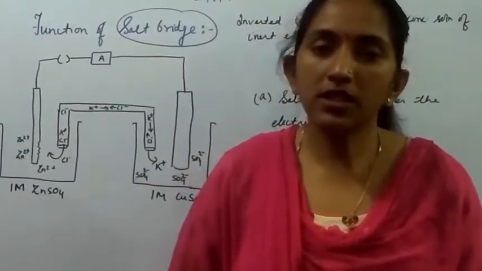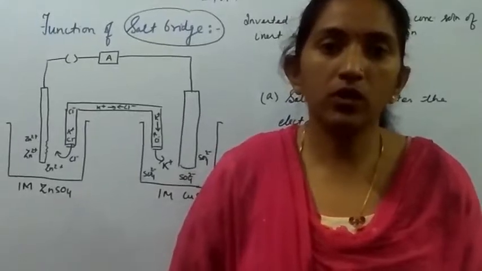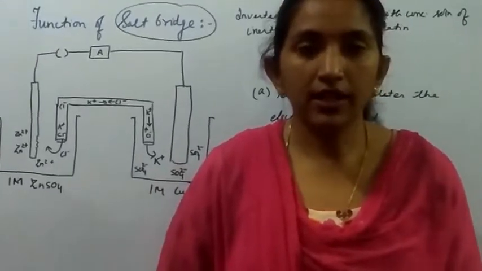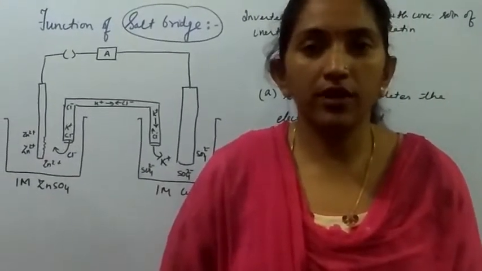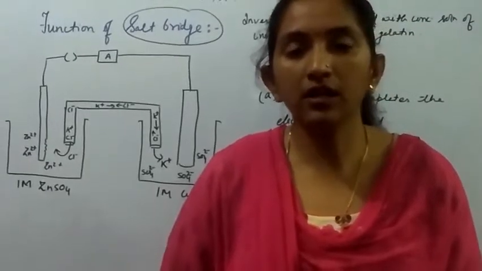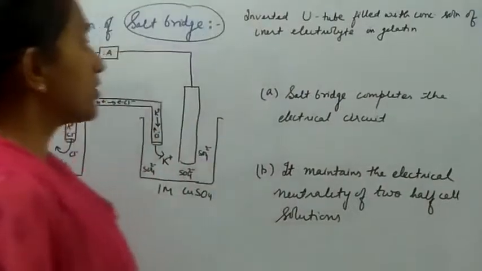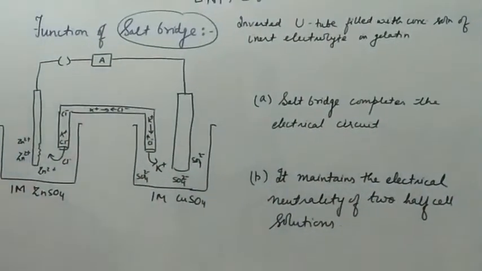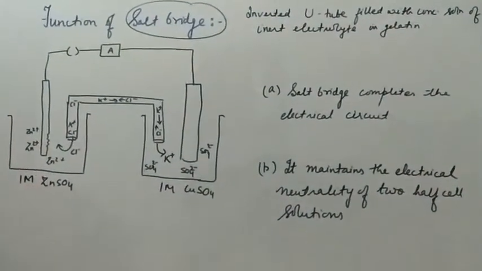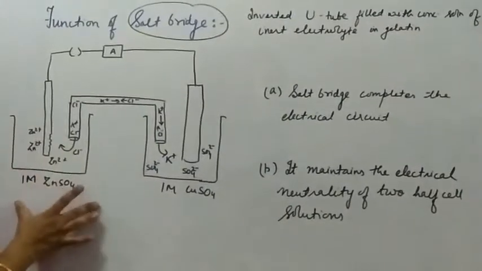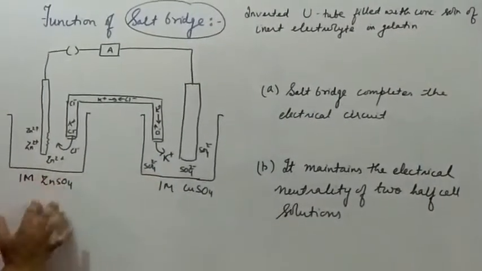Now, the salt bridge is a U tube which is filled with an inert electrolyte, right? And a concentrated solution of it is made in gelatin or agar solution, right? Just have a view in the electrochemical cell, or generally a Daniel cell. As we discussed last day, the Daniel cell consists of two half cells.